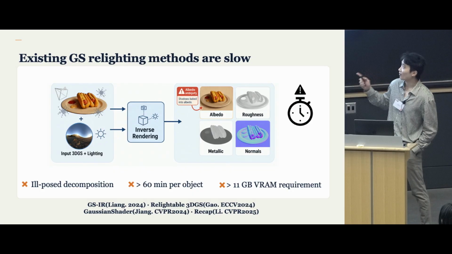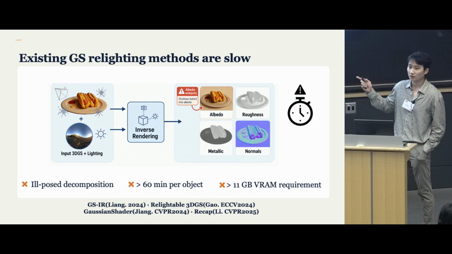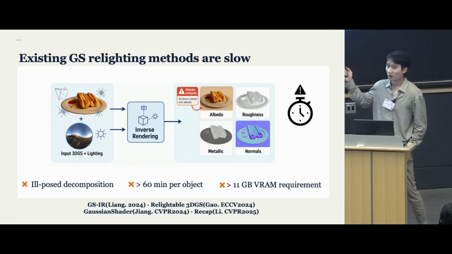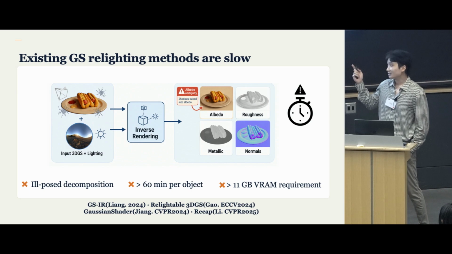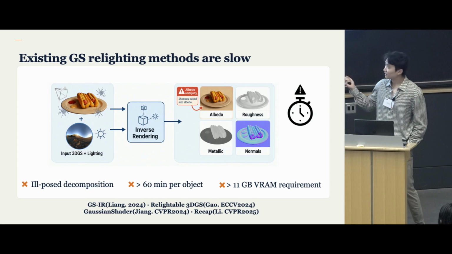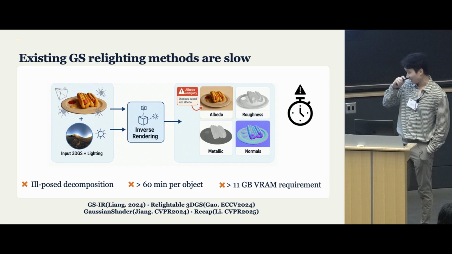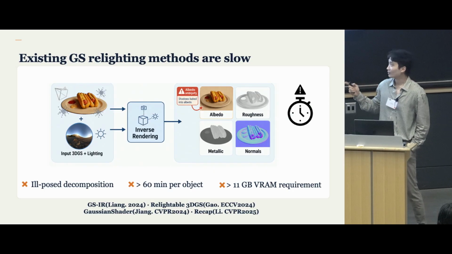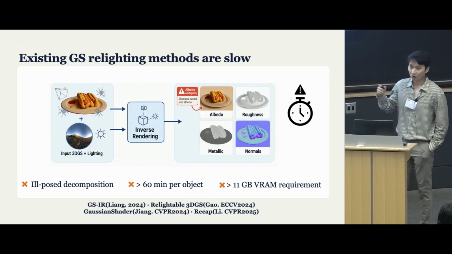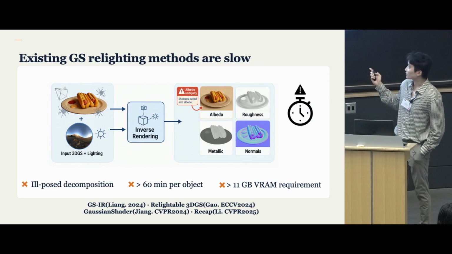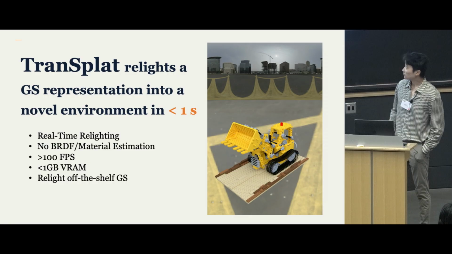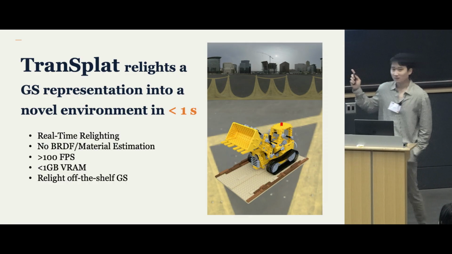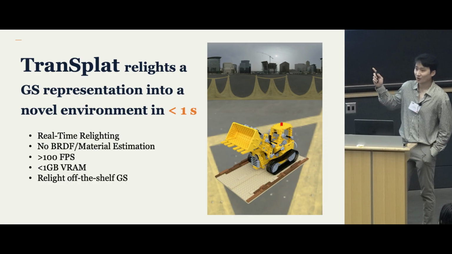However, all of them pretty much use inverse rendering methods, which decompose the objects into explicit material properties like albedo, roughness, and metallic. In a sense, the estimation is ill-posed and also takes a really long time, like over an hour for a single object, and also has a pretty big memory overhead. So what Transplat aims to solve is this slow optimization problem.